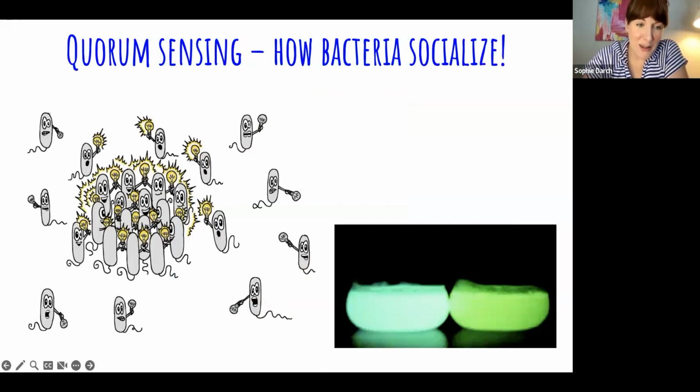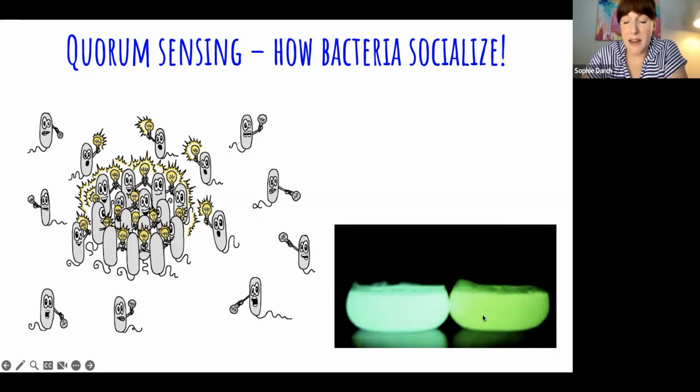I thought this is a great cartoon. I only found it the other day, but the idea is that they're all holding light bulbs. When they're really close together, they're able to interact and we get all this light. If you're out on the outskirts, you're not really able to interact with the others, and so your little light bulb isn't on. I think this is a great cartoon example of how bacteria interact with each other. And this example of light is something we can actually see in the lab.